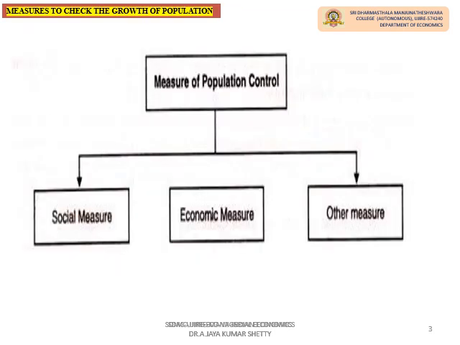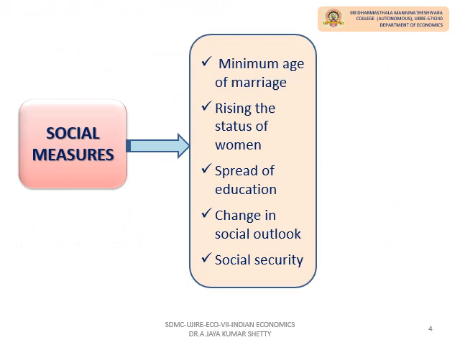Broadly, social measures, economic measures, and other measures are the three broad measures to control the population growth. What are the social measures? Like fixing minimum age of marriage, raising the status of women, spread of education, change in social outlook, providing social security are considered to be the important social measures to control the rapid growth of population.